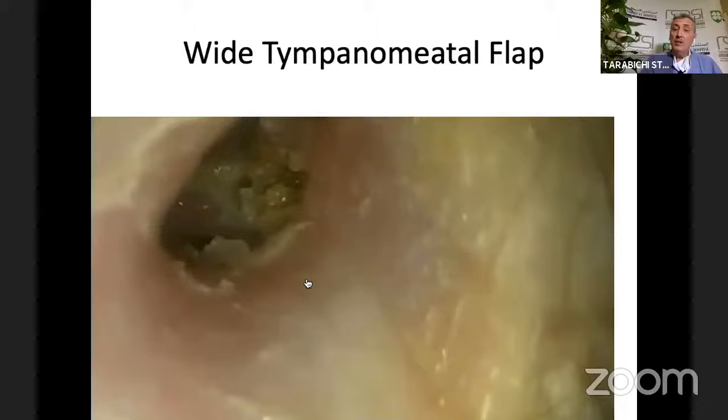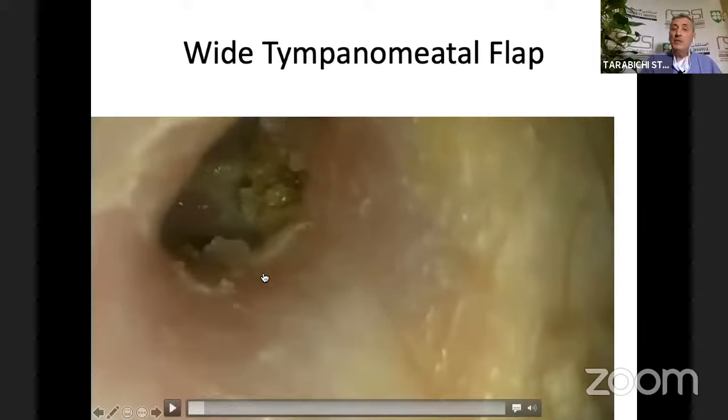So for cholesteatoma, I do a very, very short flap. Even if that flap is lost, I know that I have to reconstruct it anyway. But in cases of tympanoplasty, yes, I do a very substantial, longish tympanomeatal flap.